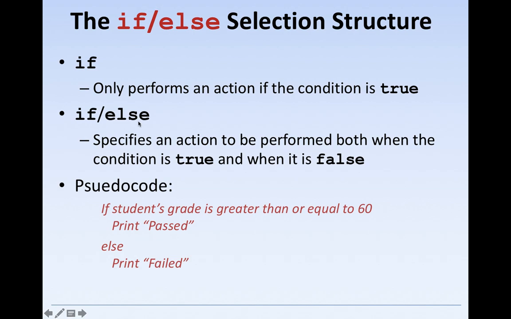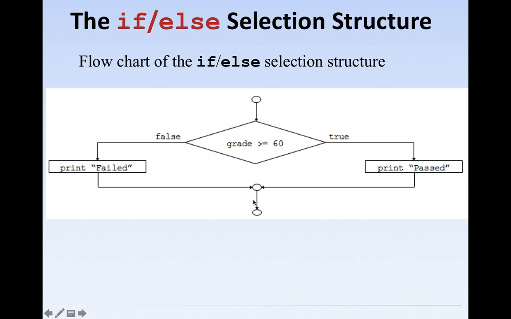The body of else is going to be computed if the condition was false. So if student's grade is greater than or equal to 60, print passed, else print failed. And this is how the flowchart looks like. So we're going to have either this path, or this path.